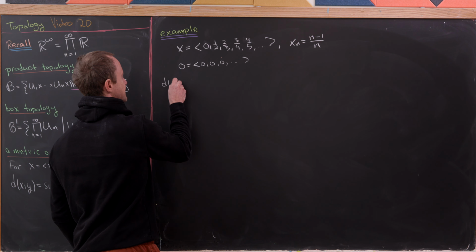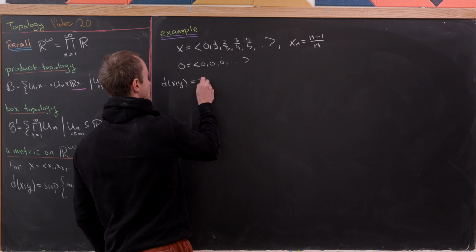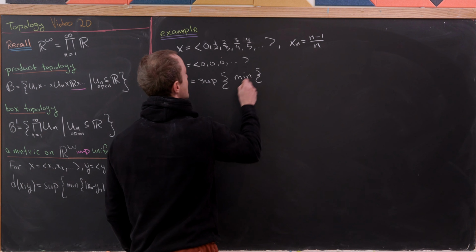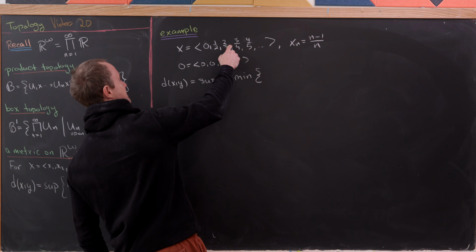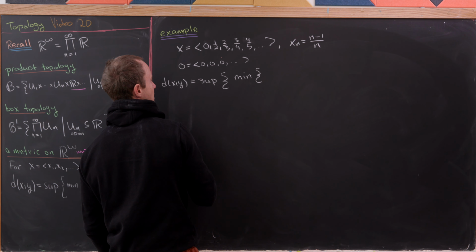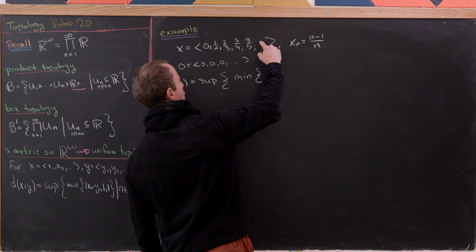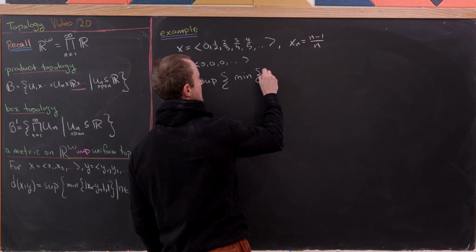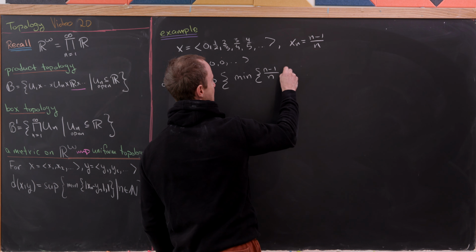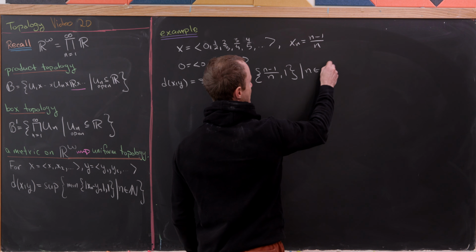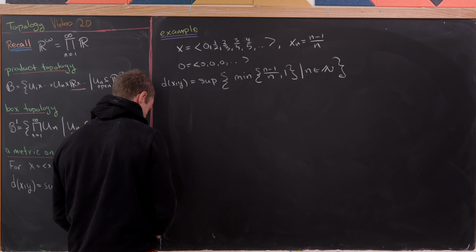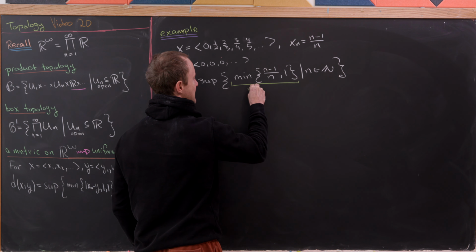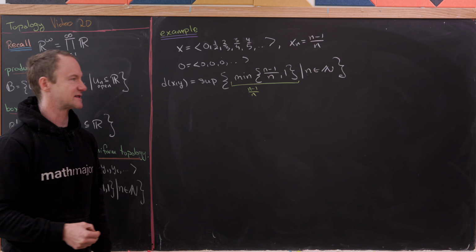Okay, but now let's do our calculation here. So our distance from x to 0 is going to be the supremum of the minimum of, well, we're going to take the difference between each of these coordinates. But notice that the difference between the nth coordinate of the first one and the nth coordinate of the second one is simply this n minus 1 over n. So it's going to be the minimum of n minus 1 over n and the number 1 as we range over all natural numbers. But of course, this minimum is simply n minus 1 over n. That's because n minus 1 over n is less than 1.